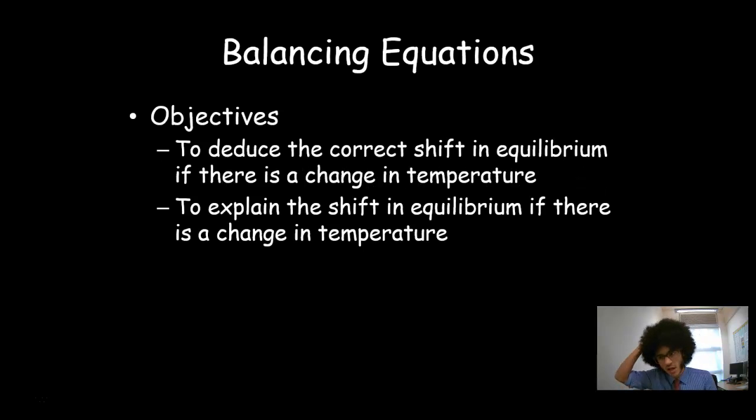So in today's video, there are two things which I'd like to go through. The first one is to deduce the correct shift in equilibrium if there is a change in temperature, i.e. working out whether the equilibrium will shift to the left or to the right, whether you heat up or cool down a reaction. And then the second thing is to explain that shift in equilibrium if there is a change in temperature by reference to the equation's energetics.